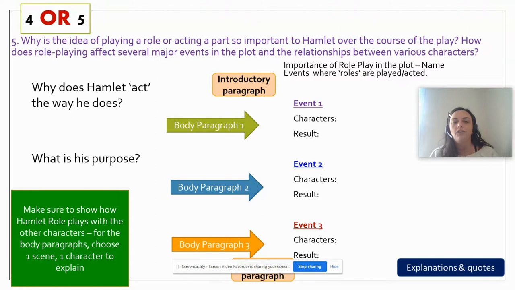And then you'll continue with body paragraph 2 and body paragraph 3, doing the same thing with different events. So you may choose the play within a play, you may choose other events, perhaps the fencing duel, times when you can explain role playing. It may be spying, it may be pretending, it may be following directions, it may be acting. There are many choices, so you're just going to choose 3 that you understand and can analyze and explain well and relate it to Hamlet and the relationships between different characters.